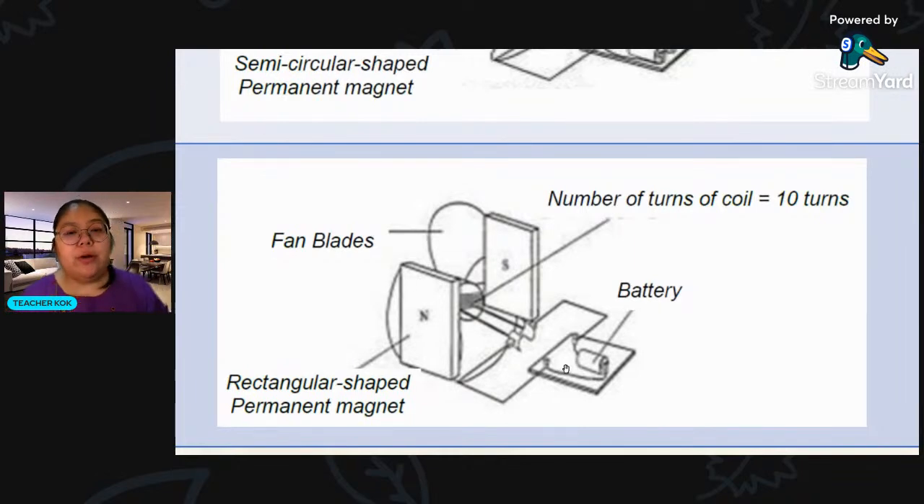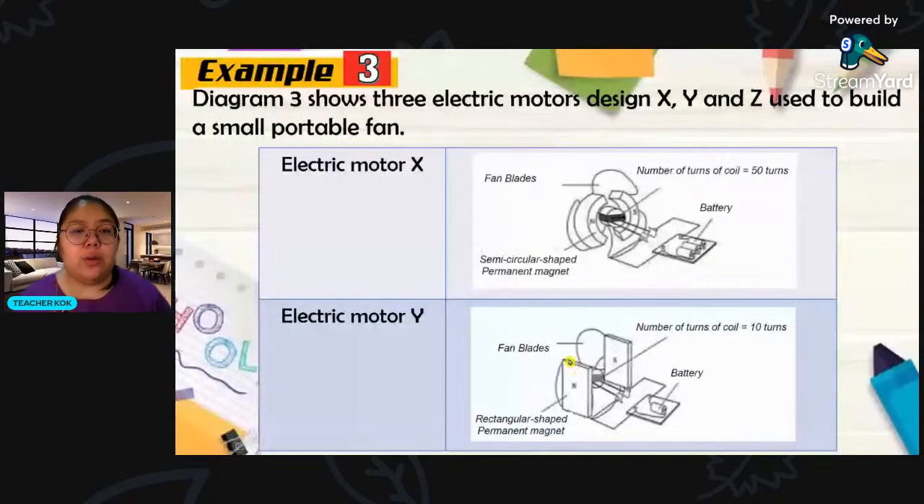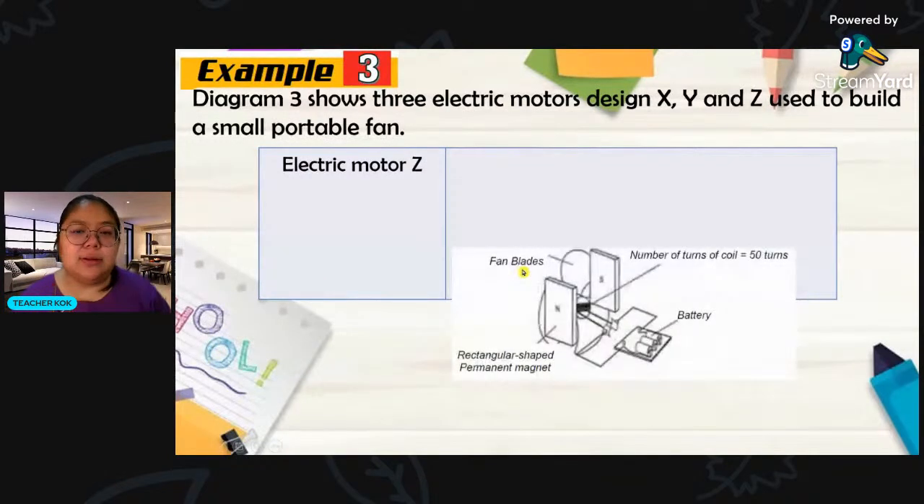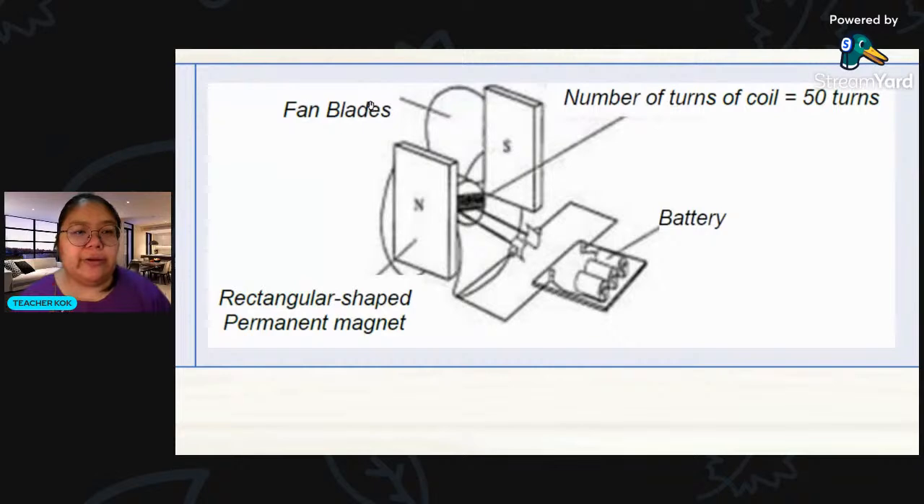Okay, so from here, we have 2 motors. One more, we have 3 motors. Now it's electric motor Z. Okay, let's see Z. The fan blade is still like this. Number of turns now is 50. Battery also 3, but this one uses a rectangular shape.